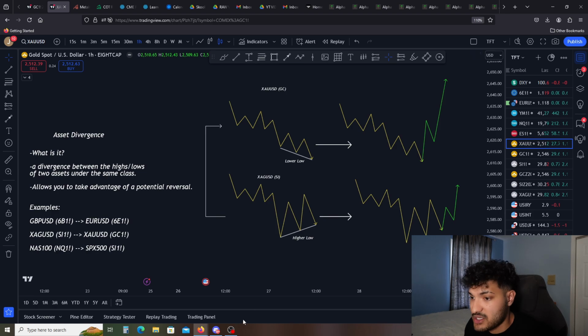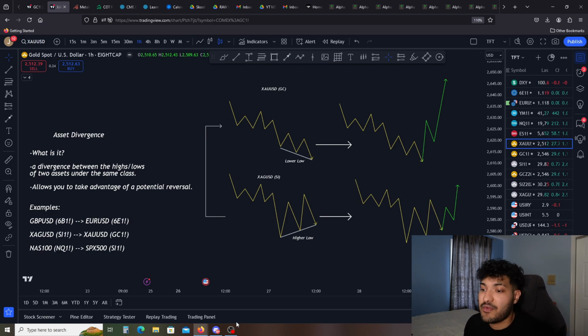Okay, let's cover it formally. So asset divergence, what is it? It's a divergence between the high and the low of two assets under the same class, and it allows you to take a potential reversal trade. Why does this work? Because there's a mispricing of an asset. One asset might already be showing that it's making a certain move or going in a certain direction based on established order flow, and then the other is just lagging behind. It's a hidden reversal signal telling you that the one that's lagging behind, you can take a potential move off of.